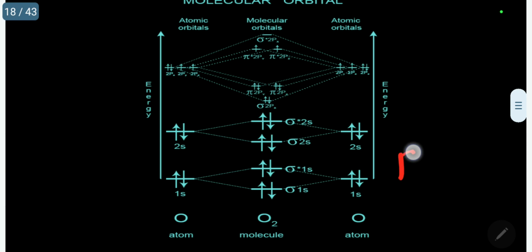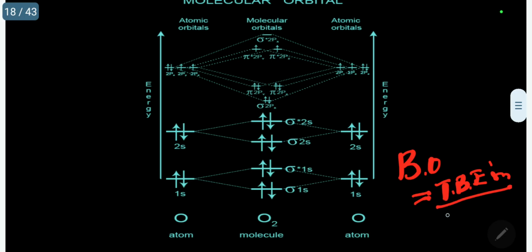Here the point is: bond order is equal to half into the difference between the total number of electrons in bonding molecular orbitals and the total number of electrons in antibonding molecular orbitals, divided by 2.